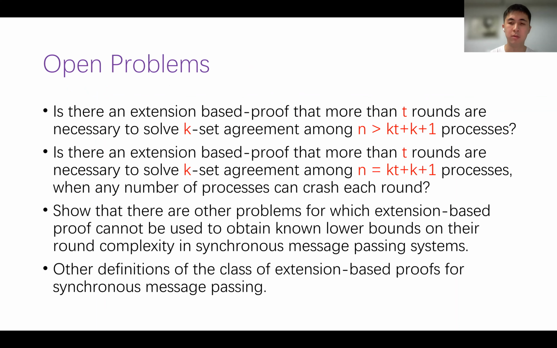There are a number of problems that remain open concerning extension-based proofs in the synchronous message passing model. Can our lower bound proof be extended to more processes? Can it be extended to allow any number of processes to crash each round? It would also be interesting to show that there are other tasks that do not have extension-based lower bound proofs. Finally, other definitions of extension-based proofs for synchronous message passing can be investigated.